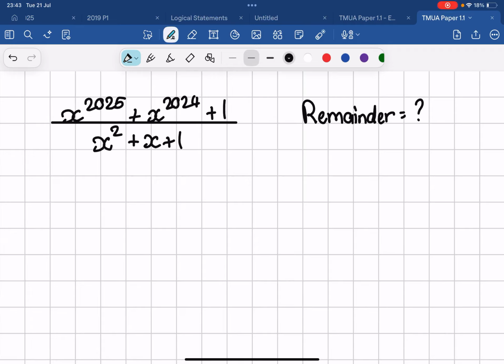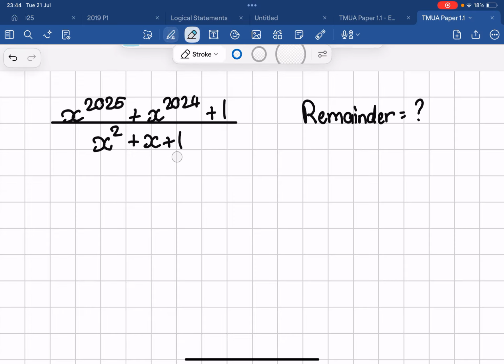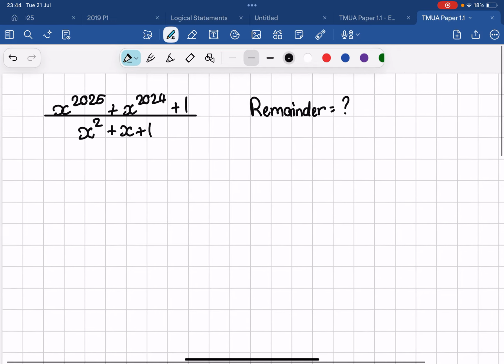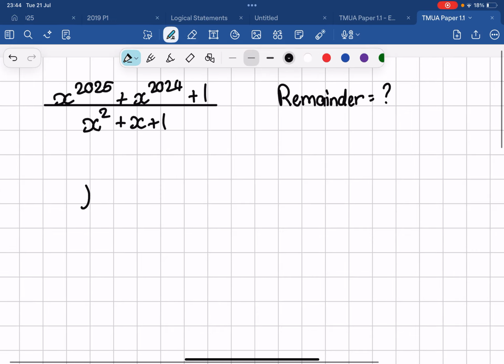Yes guys, today we've got this TMUA style paper and we're dividing x to the 2025 plus x to the 2024 plus 1 by x squared plus x plus 1. So the first thing before we do any dividing is to notice that the powers here, x to the 2025 plus x to the 2024, have a difference of 1. Same on the denominator, difference of 1, and then we've got plus 1 here, plus 1 here. So they've got some sort of similar structure, and that might be useful to us a bit later, but let's start by polynomially dividing.